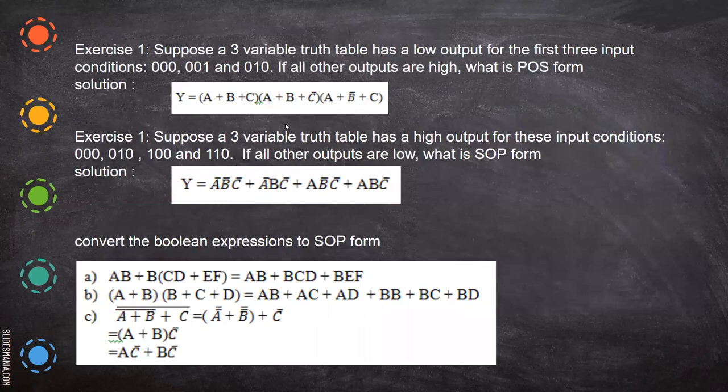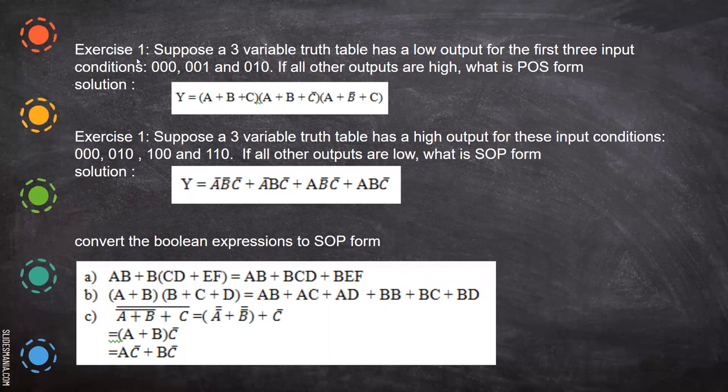Then note down the following exercises and work out the SOP form of the given Boolean expression. Suppose a three variable truth table has a high output for these input conditions: 0 0 0, and 0 1 0. If all the other outputs are low, what is the SOP form? For this, you have to draw the truth table, and then write the solution.